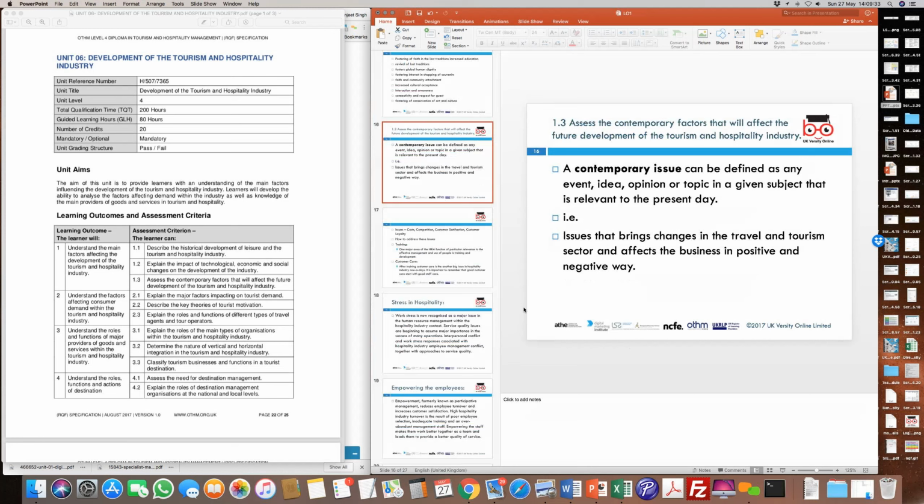So I've put in a bit of a definition of what a contemporary issue is first. A contemporary issue is defined as an idea, event, opinion, topic, whatever, that is relevant to the present day. That means an issue which is relevant today, an ongoing issue. It is a problem that you see which is ongoing, and totally relevant to modern times or things that you are dealing with on a day-to-day basis. Is that okay?